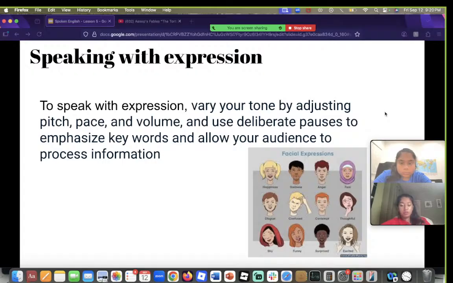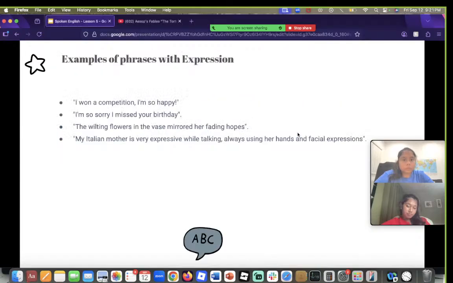You can do this also by using facial expressions, such as the ones in the picture. Here are some phrases with expression. I won a competition, I'm so happy. This one is conveying happiness, and you have to say it with an upbeat kind of tone. The second one is, I'm so sorry I missed your birthday. That one's kind of sad, so you have to say it in a sad tone.